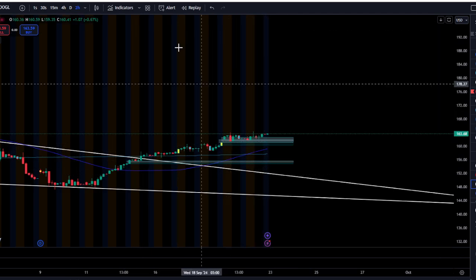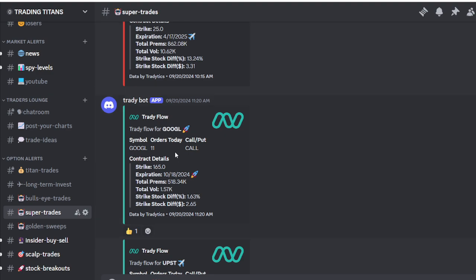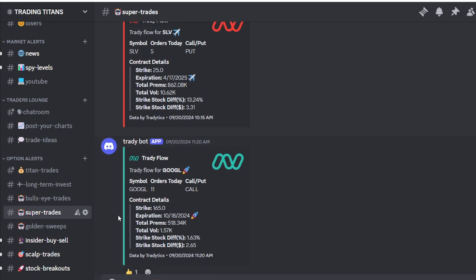So you would be in profit had you taken this trade when it was alerted. And that's another thing: super trades are more likely to play out right away versus the bullseye trades, right? So hopefully you guys get the idea behind this one here.